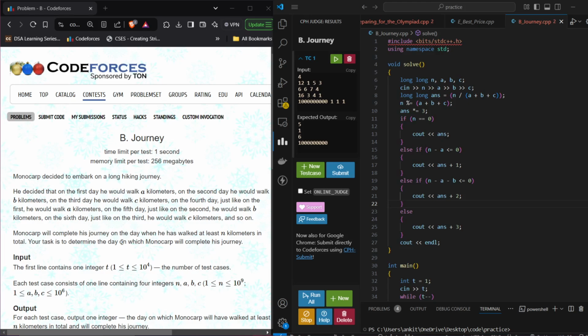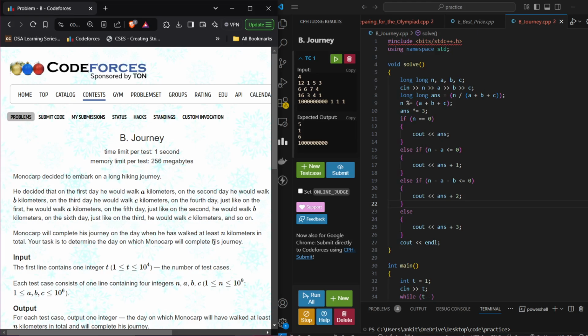Then in cyclic order, on the fourth day it will be A kilometers again, the fifth day B again, and on the sixth day C kilometers again. This will continue. Monocarp will complete his journey on the day when he has walked at least n kilometers in total. Our task is to determine the day on which Monocarp will complete his journey.